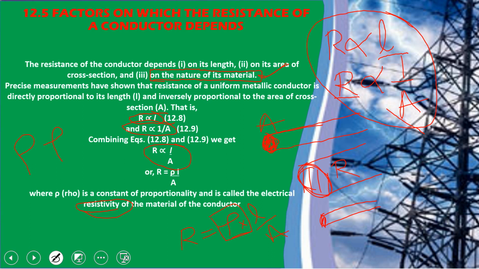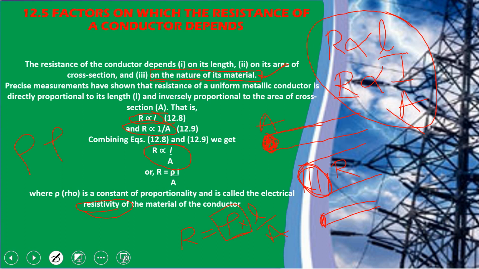Now the thing is that resistivity will not change with the area of cross section, length, etc. It will be a constant for a particular substance, but it will change from metal to metal, substance to substance. That is the resistivity. Understand? So the resistance of a conductor depends on its length, area of cross section, and the nature of its material. Resistance is directly proportional to the length and inversely proportional to the area of cross section, so R is directly proportional to L upon A. So R is equal to rho L upon A.